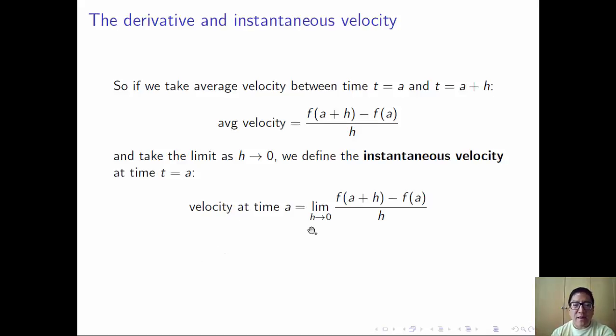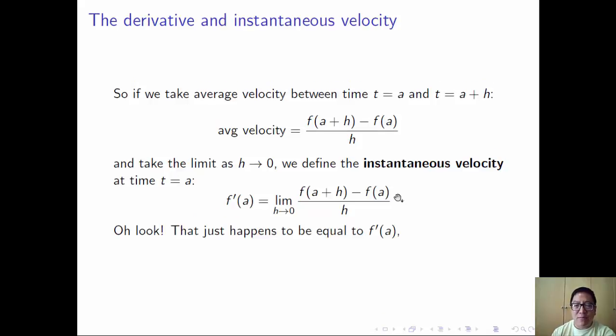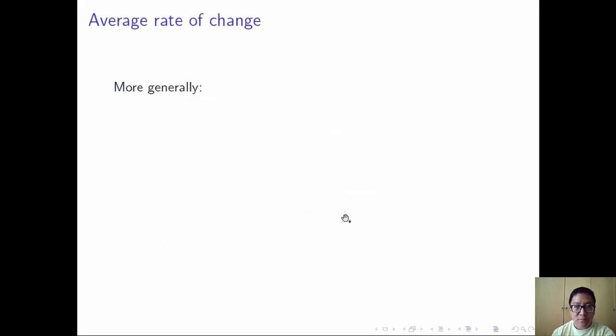That is, the velocity at time a is defined to be the limit as h approaches 0 of f of a plus h minus f of a all over h. Where have I seen that before? Oh look, that just happens to be equal to f prime of a, which you knew was coming. The derivative of f at a. So again, that's another interpretation of the derivative of f at a. F prime of a is exactly the same thing as the instantaneous velocity at time a.